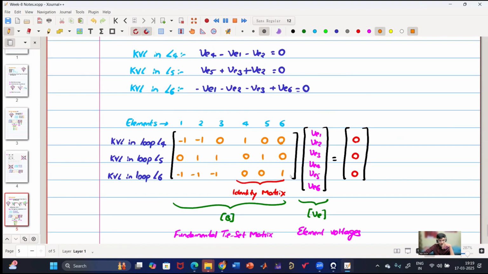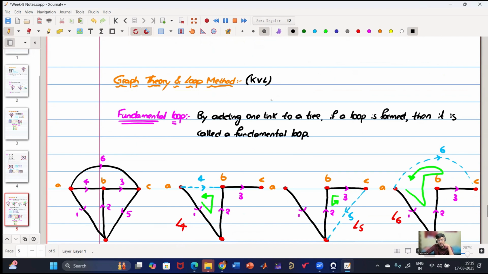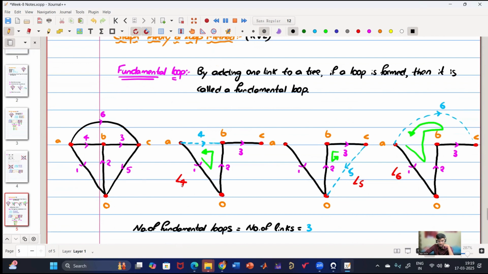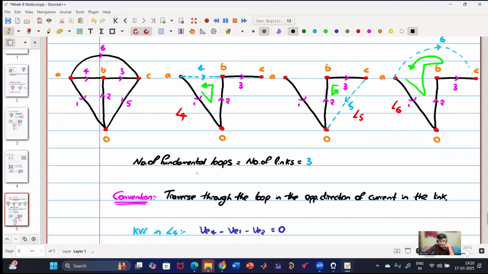No, sir. Okay. Let me just quickly summarize before we solve one problem on this topic. So we are doing now graph theory and loop method where we'll apply KVL. Previously we have applied KCL. Now we are applying KVL. So in the KVL, first we have to identify fundamental loops. Fundamental loops are nothing but the loops that are found just by adding one link, which I have mentioned here. So the number of fundamental loops will be equal to the number of links. So there are three links, so we'll get three fundamental loops. The convention is we have to traverse the loop in the opposite direction of the current in the link.